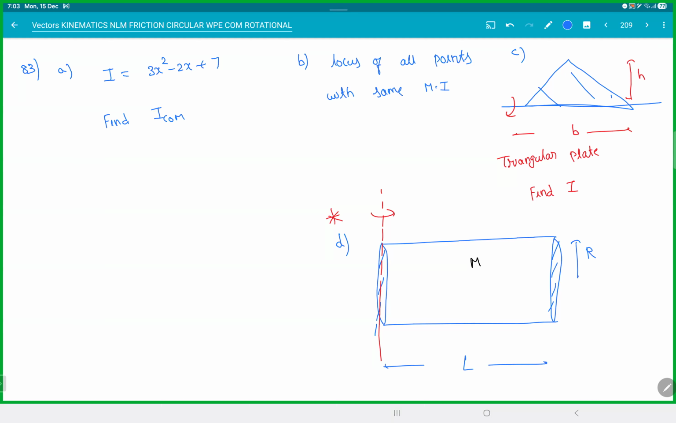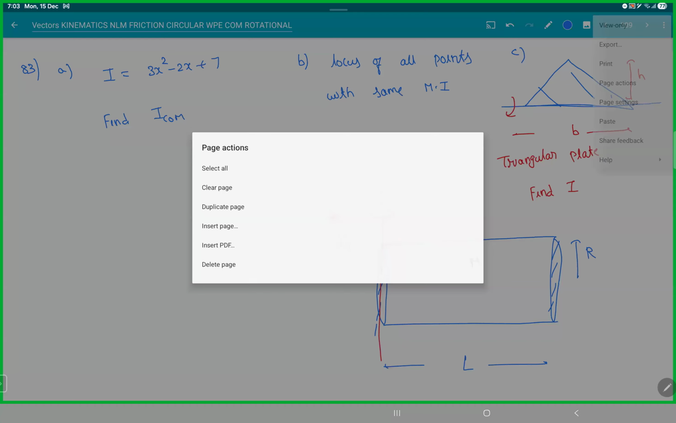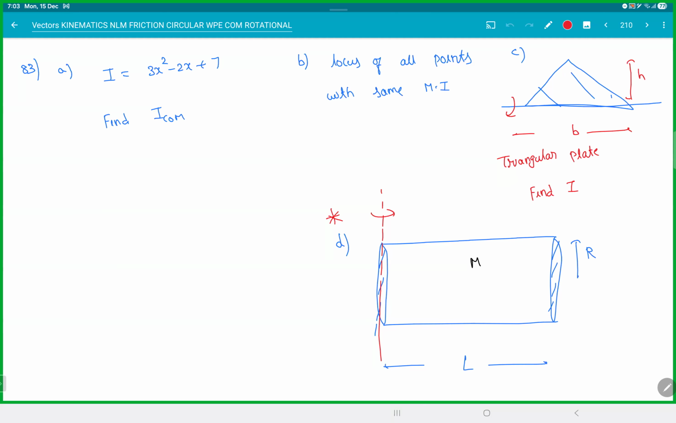Let's see. So what is the answer for this? If you remember, center of mass has a property. The parallel axis theorem: IA is equal to I center of mass plus md square. So among all the parallel axes, the moment of inertia about any axis is center of mass plus something.